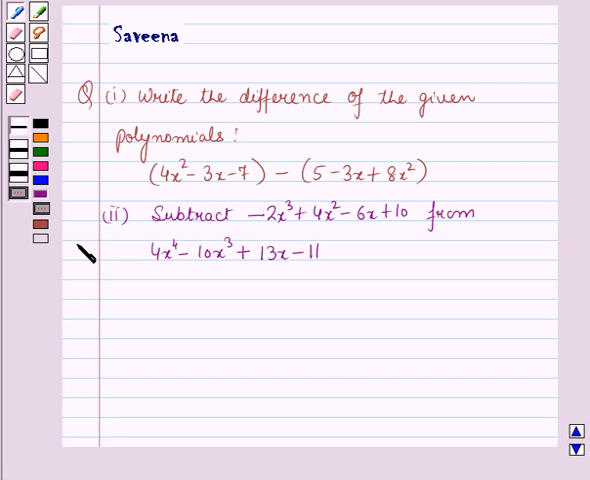In this session, we will discuss a question which says: write the difference of the given polynomials. The first part is (4x² - 3x - 7) minus (5 - 3x + 8x²), and the second part is to subtract (-2x³ + 4x² - 6x + 10) from (4x⁴ - 10x³ + 13x - 11).